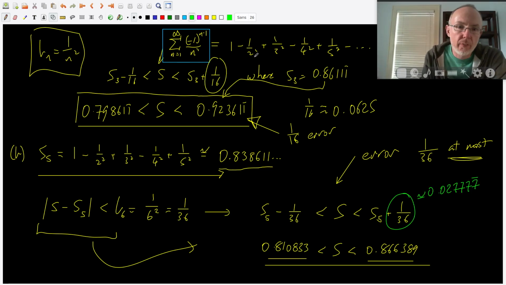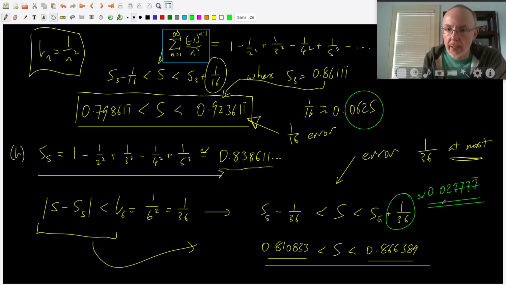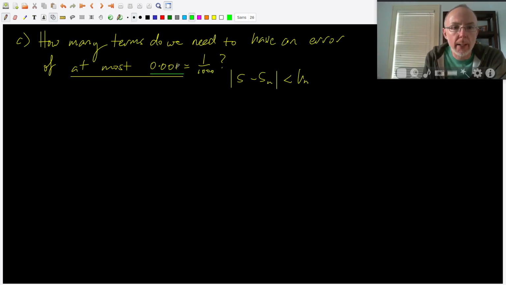So we've seen that if we take the first 3 terms, our error can be as large as 0.06. If we take the first 5 terms, the error goes down to 0.028-ish. Let's ask the next question, which is, what about if we want a really good answer? What about if we want an error of at most 1 in 1,000, so 0.001? Well, we know that this is the condition we want. And so here's the error, right?